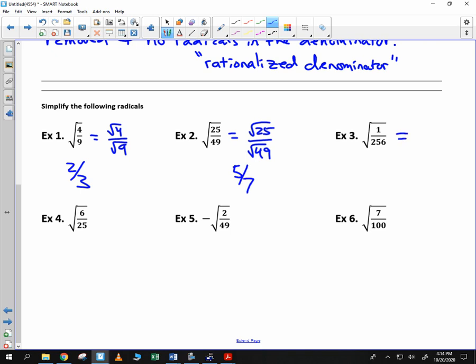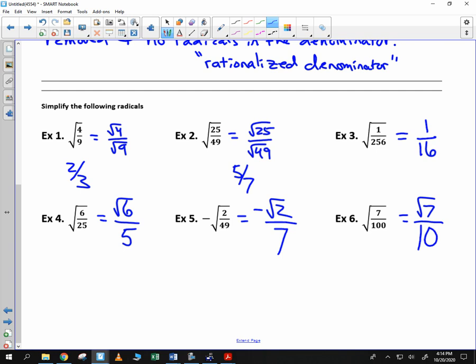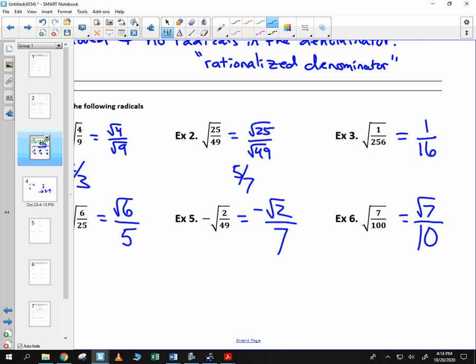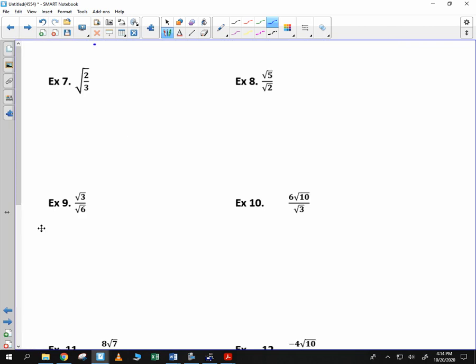You can see in this situation, you get 1 on the top and 16 on the bottom. And in this situation, we don't have a square root of 6, but the square root of 25 is 5. We can leave it like that because, again, you don't have a square root in the denominator. In this case, negative root of 2 over square root of 49 is 7. In this case, the square root of 7 over square root of 100 is 10. So those are all okay because you can see in the denominator, you don't have the square root of a number that can't be simplified like that.